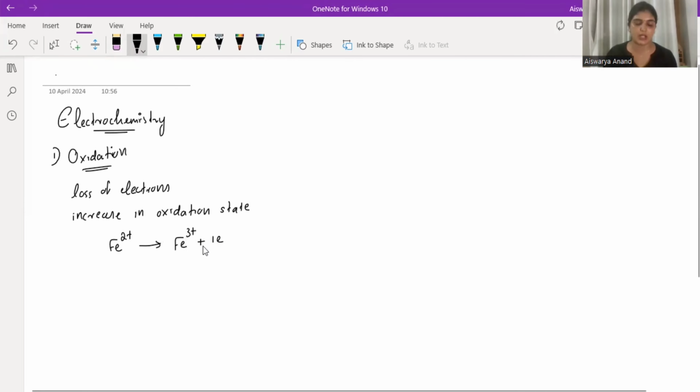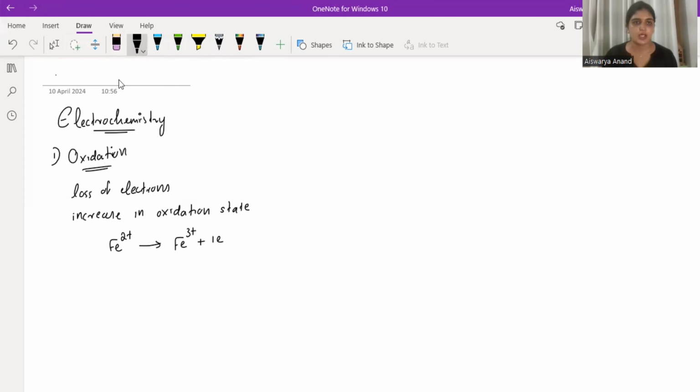I can confirm how it works. On the right-hand side there is a 3 positive charge and 1 negative charge, so in total we have 2 positive charge, and on the left-hand side we also have 2 positive charge. This is a small shortcut to understand how it works. Just erasing it for convenience. So we got the oxidation.